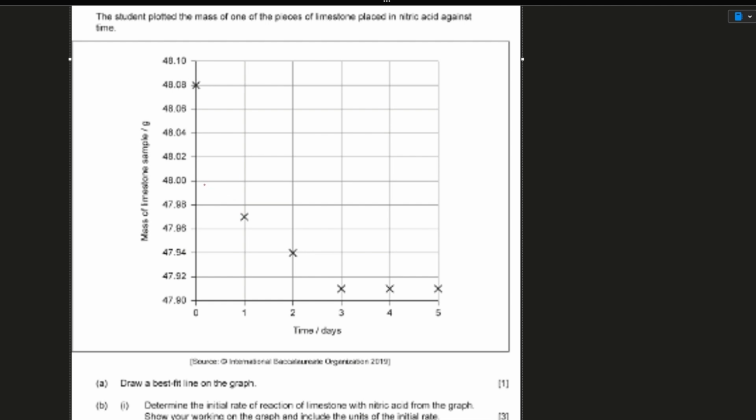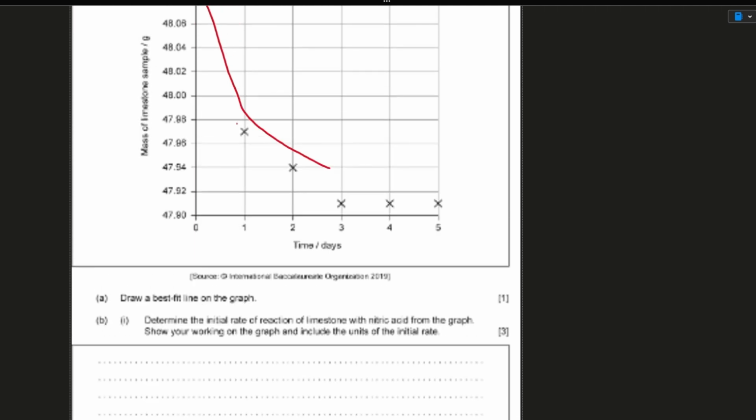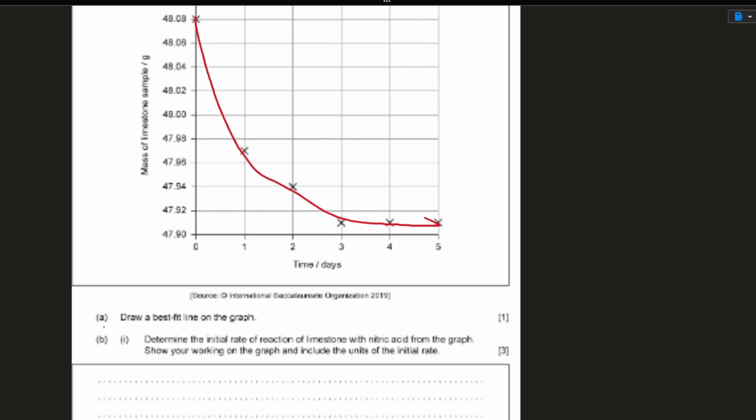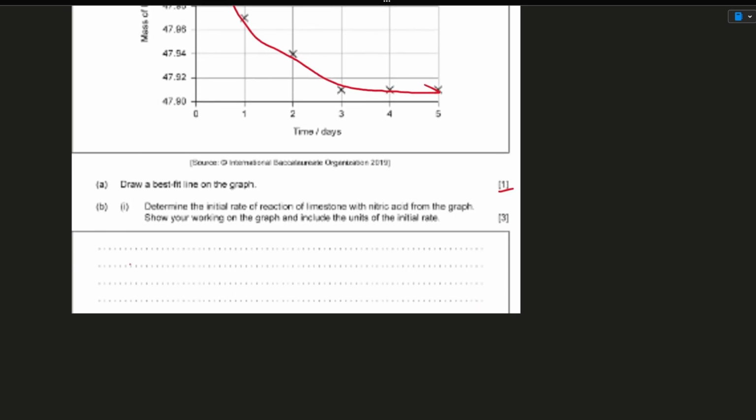So we can draw something along the lines of this. Keep in mind I'm operating on a mouse right now, so this is pretty difficult actually. Obviously it's going to be smoother on paper. I'm using a mouse, so it's harder to operate. And yeah, that should be it for part A. It's a pretty easy 1 mark.